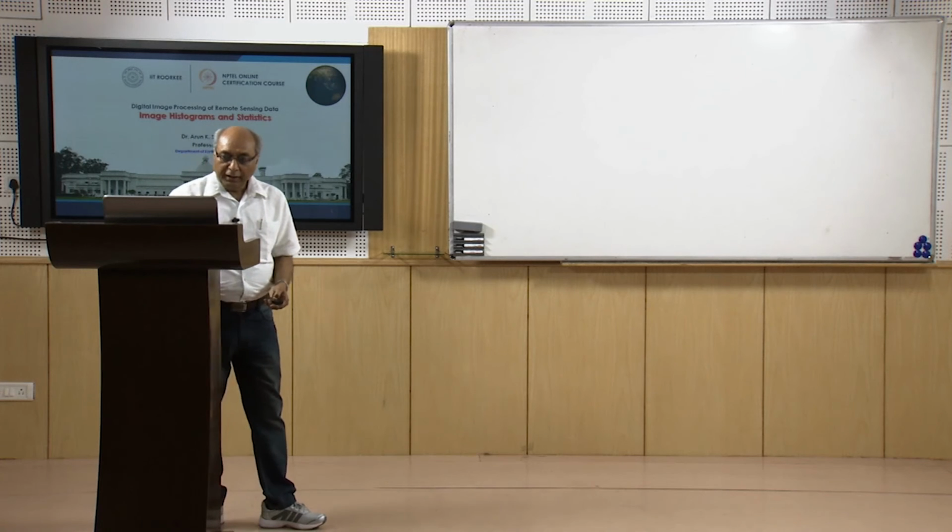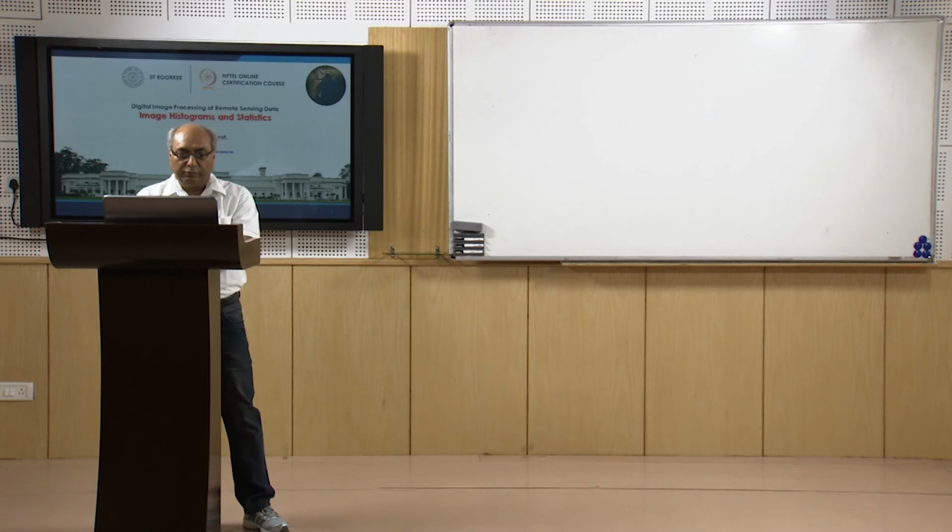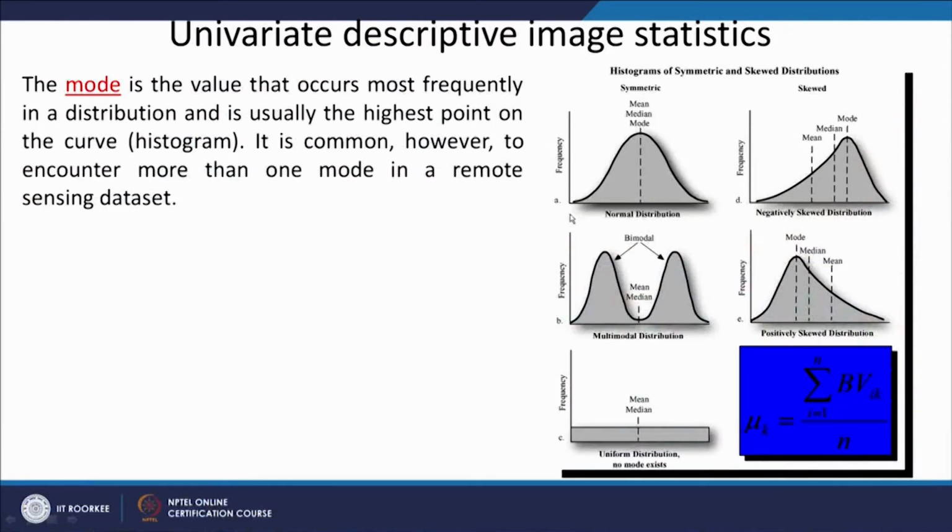Now, how can statistics be extracted from these? Univariate descriptive image statistics can be extracted from these. So I will go one by one. First is the mode. If it is a normal distribution with full symmetry, you will have mean, median and mode all the same, which is rare in natural images. An image having high contrast and other things may not have this kind of scenario. But anyway, in a normal distribution the mean, median and mode are the same.